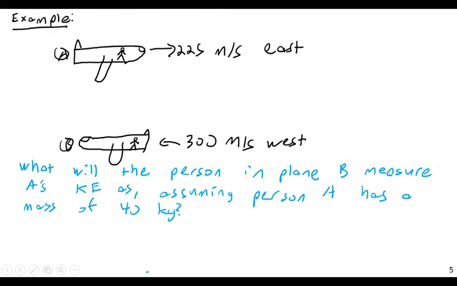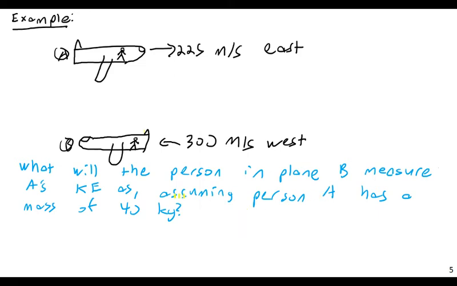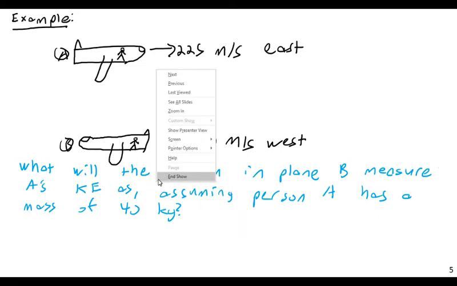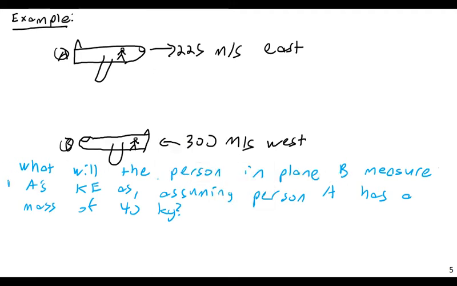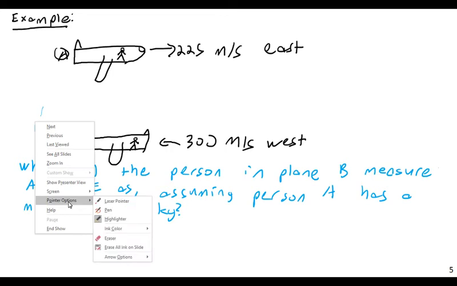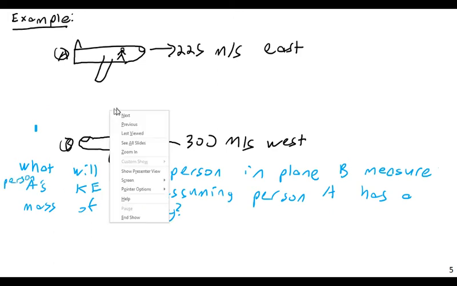What will the person be measuring? So you're measuring plane A's kinetic energy, or the person's? The person's. Let me clear that we're talking about the person's. Person A's. Measure person A's kinetic energy.